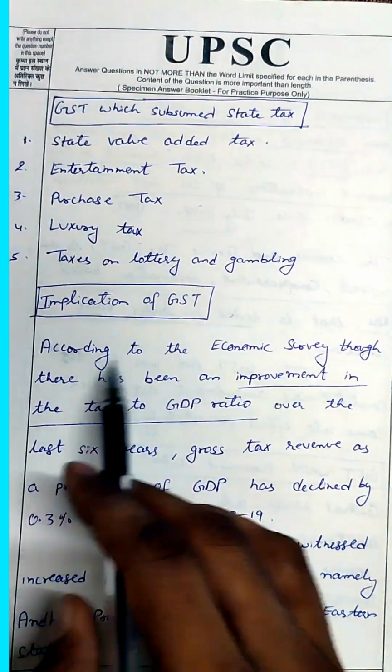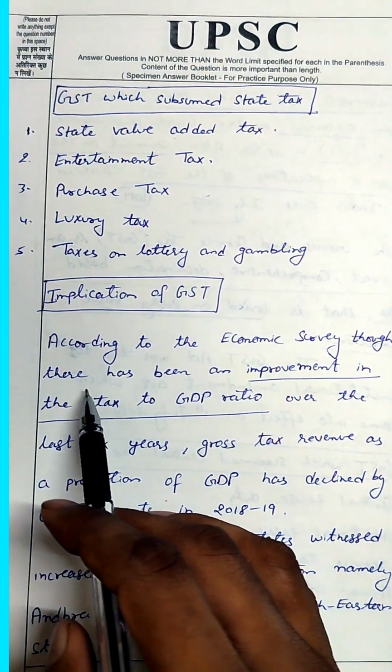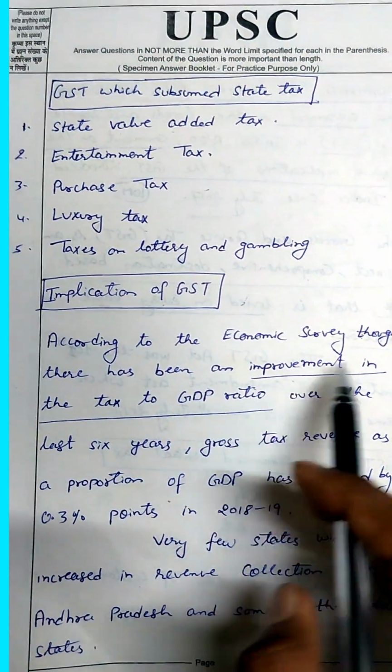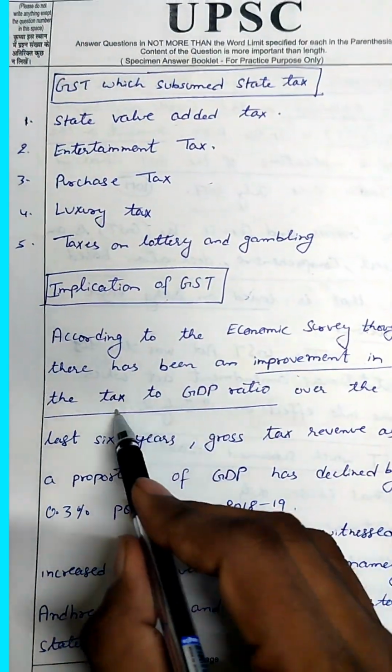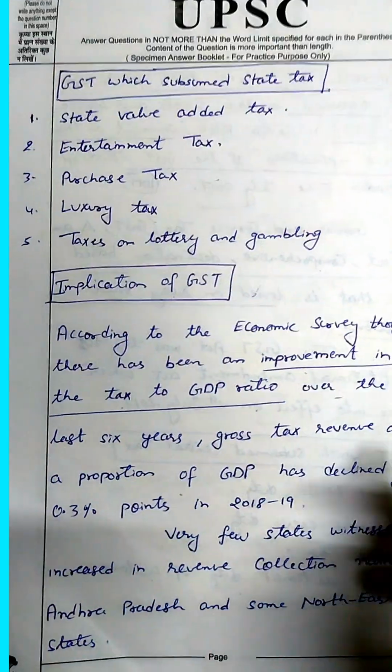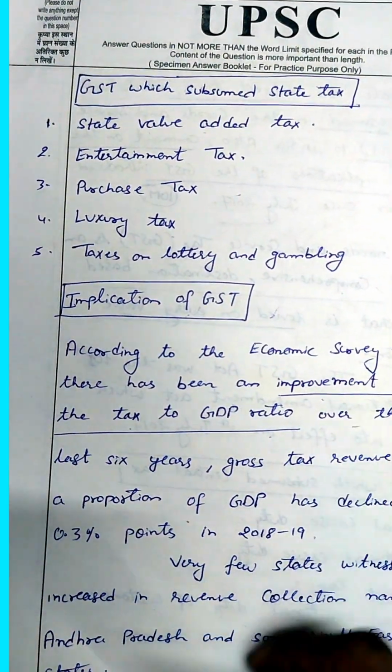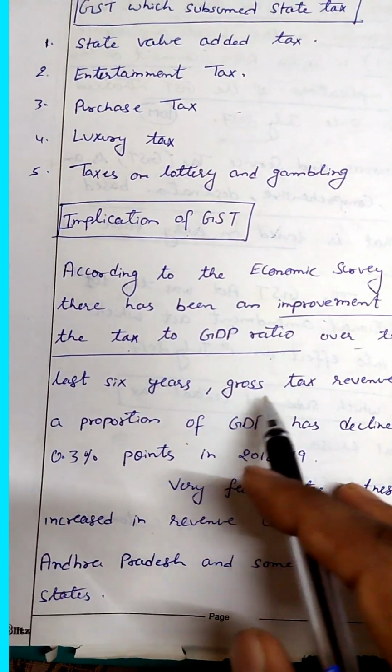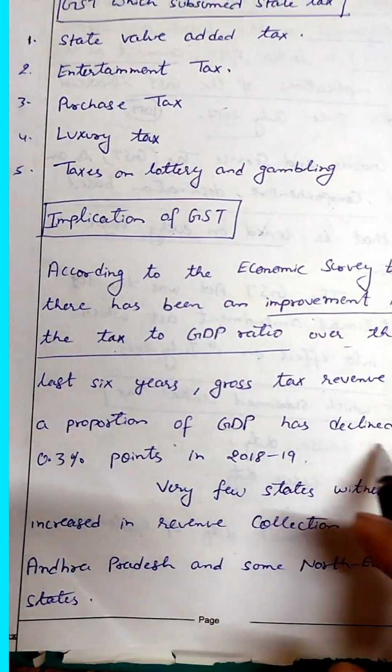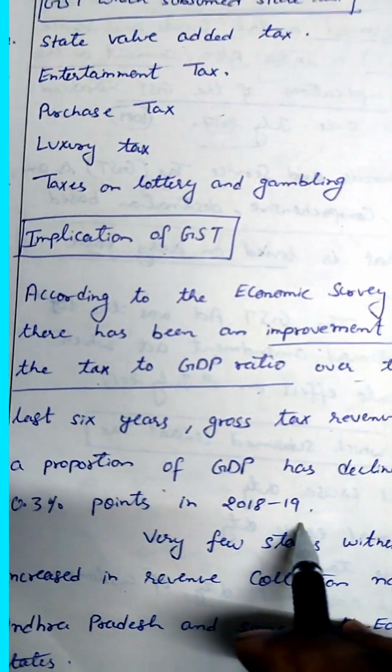According to the Economic Survey, there has been an improvement in the tax to GDP ratio. The tax to GDP ratio is the important one, so I have underlined it. In the same way, I have written something like gross tax revenue as a portion of GDP has declined. So that time I had read those things.